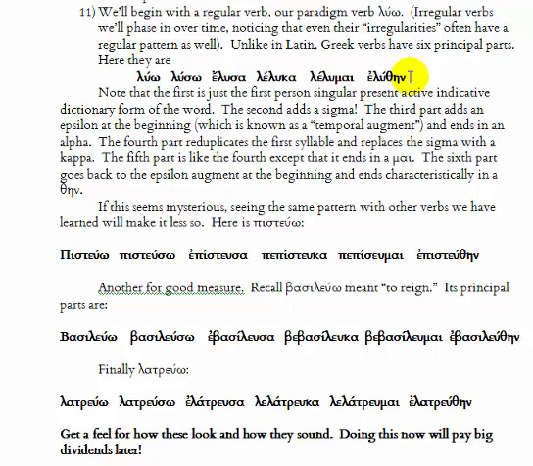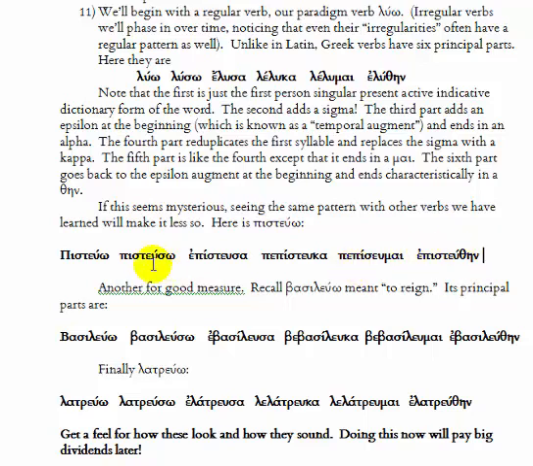Luo is a good paradigm verb because it's a short verb, and because it's thoroughly regular. There's nothing irregular about it, and being regular, it embodies a significant number of verbs which we will run across. Pistuo is another regular verb. Pistuo means to believe or to trust, a very common word used in the New Testament, as you might expect.